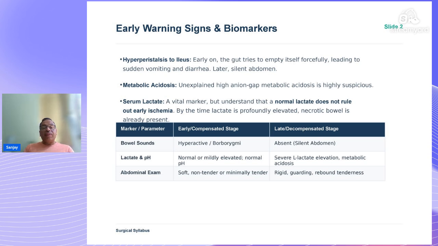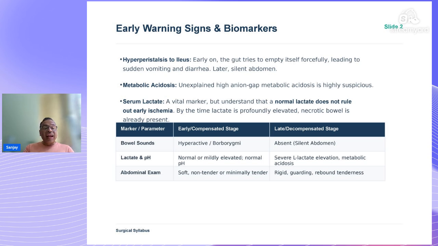Just remember that hyperperistalsis to ileus. So early on, in acute mesenteric ischemia, the bowel tries to empty itself forcefully. So it would increase the force as well as frequency of the peristaltic wave. So when you examine the patient in such a stage, there may be increased bowel sounds. The force and frequency of bowel sounds would be increased. And this would also lead to diarrhea, vomiting, and other things.